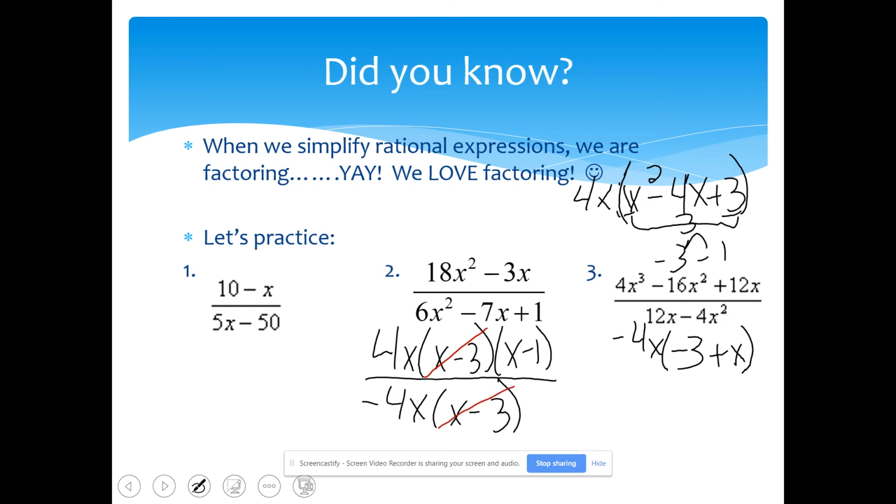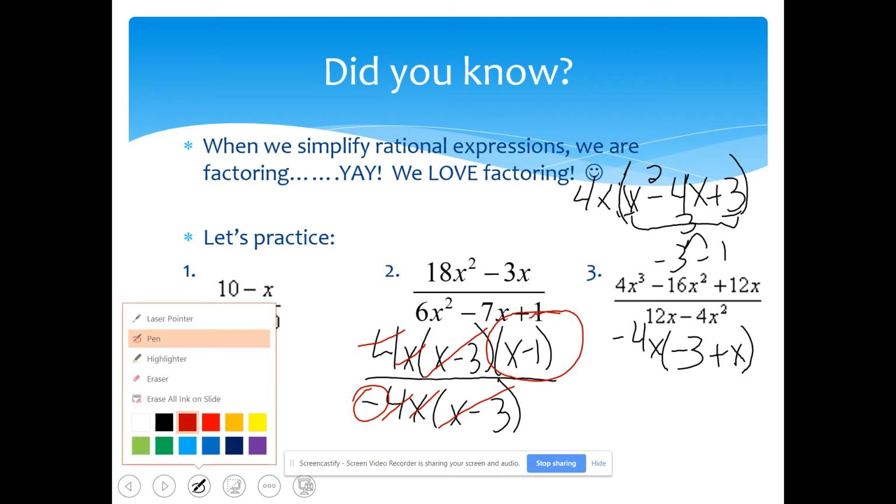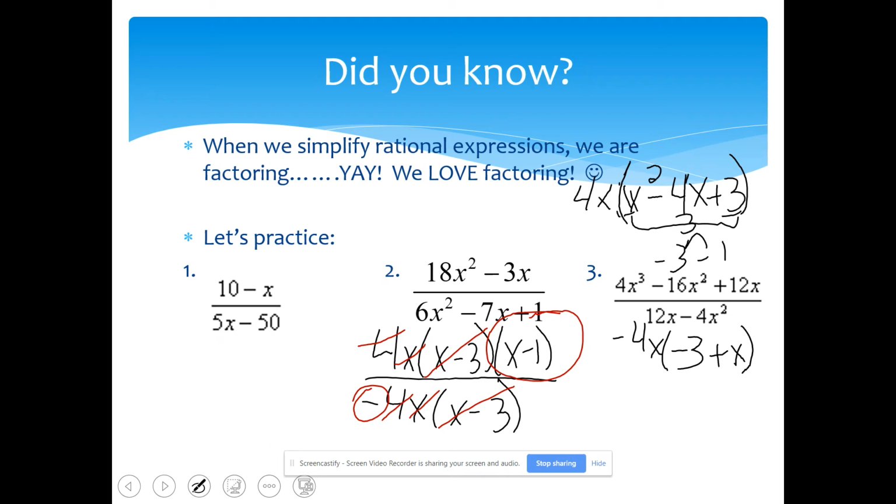So the x minus 3's are common. These x's are common. And the 4's are common. So we are left with x minus 1 on the top and a negative on the bottom. That negative is really a negative 1. So this is our answer, which when we divide by negative 1 will look like this.